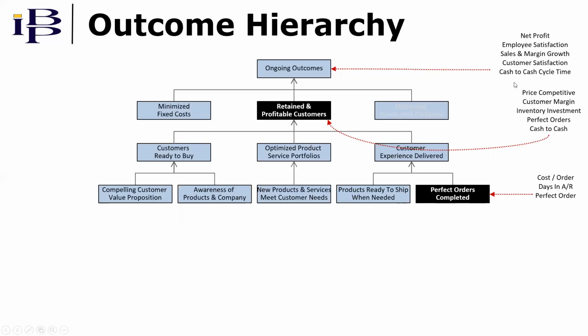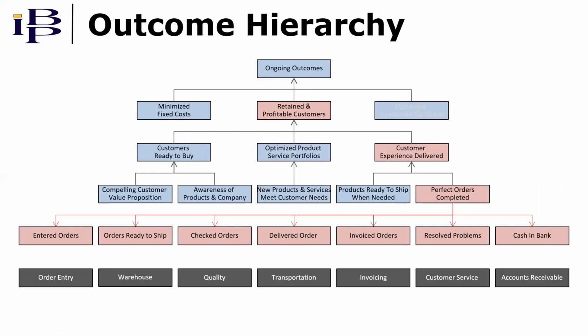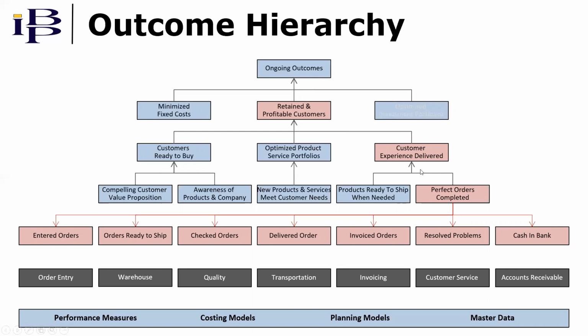But if you look at the ongoing operations, there's some pretty standard outcomes that you're trying to manage. So you can see at the top, managing towards net profit, customer satisfaction, cash to cash cycle time. Then you work towards retained and profitable customers. And then there's some outcomes underneath that: customers that are ready to buy, optimized product and customer service portfolios that you offer them, and being able to deliver a customer experience. And then you can distill that down even further into processes, and then even further, those are the functions in which they're performed. And you can have performance measures, costing models, planning models, and master data that are common to all of those things.